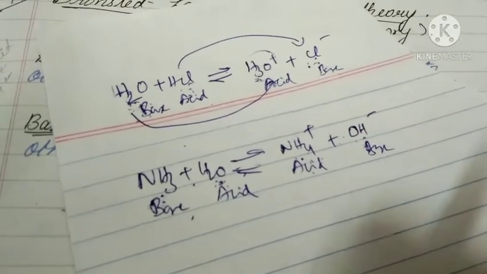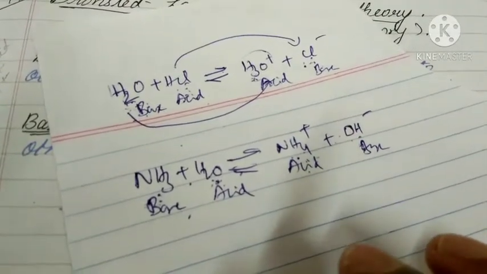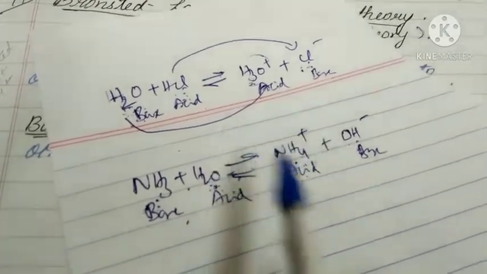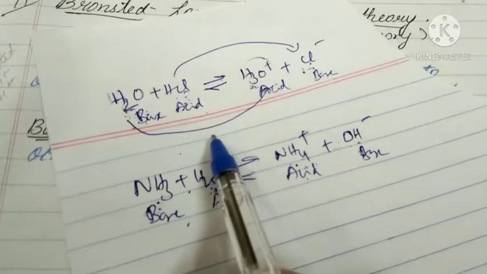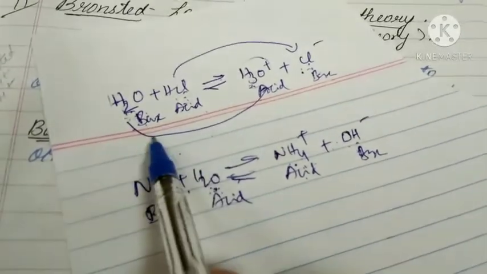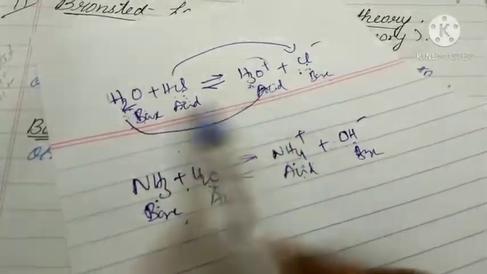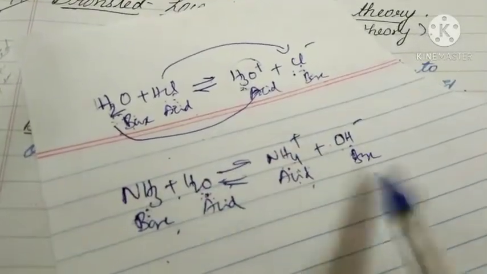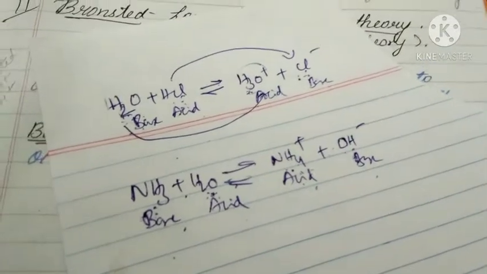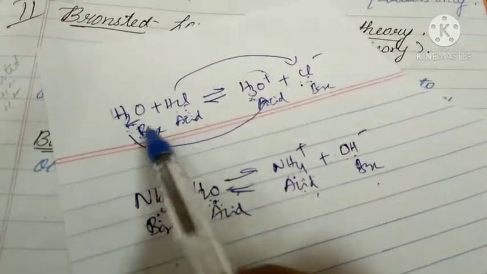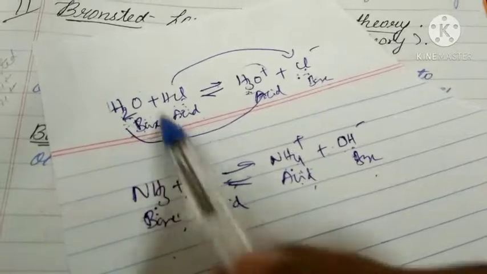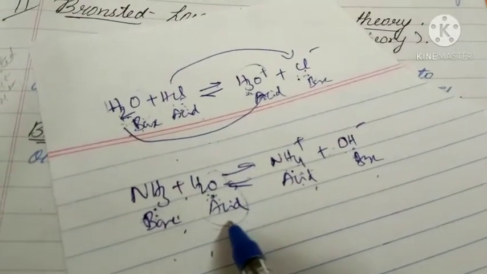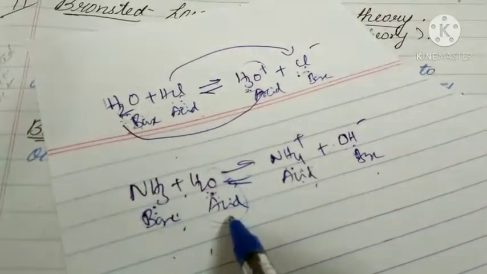That is neutralization. According to Bronsted theory, what is neutralization? Transfer of proton from acid to base. Next, one more point. According to Arrhenius acid-base theory, an acid-base reaction contains two acids and two bases. That is another point. Next, if you see these two examples, in the first example, H2O acts as base, but in the second example, H2O acts as acid.